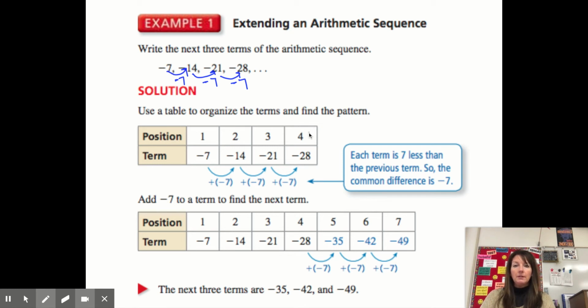So if you make a table, a list of tables, it's kind of like you have an ordered pair, right? And we'll be seeing that a little bit later in this lesson. But the position is like the input value and the term is the output value. And then we have this common difference of -7. So we want to then extend that out just like they've done. So from -28 to -35, from -35 to -42, and -42 to -49. So you're adding a -7, or if you have it in your calculator, you could just subtract 7, subtract 7, subtract 7, however you want to do that.